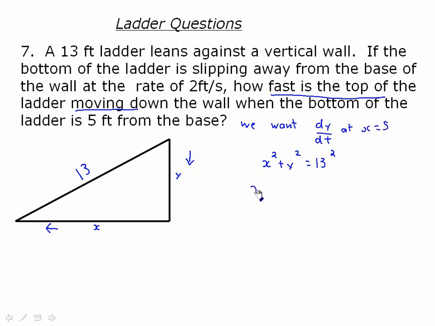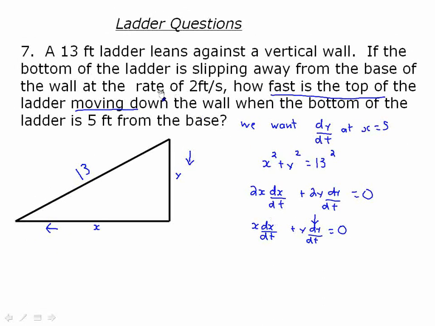So when we differentiate, we get 2x with respect to time, 2x dx/dt, so we must have that, it's implicit differentiation, plus 2y dy/dt is equal to the derivative of 13 squared, which is 0. I'm going to divide out by 2. So x dx/dt plus y dy/dt is equal to 0. I'm going to now look at this question and the equation and see what I've got and what I'm missing, if anything. dy/dt is the variable we're looking for.